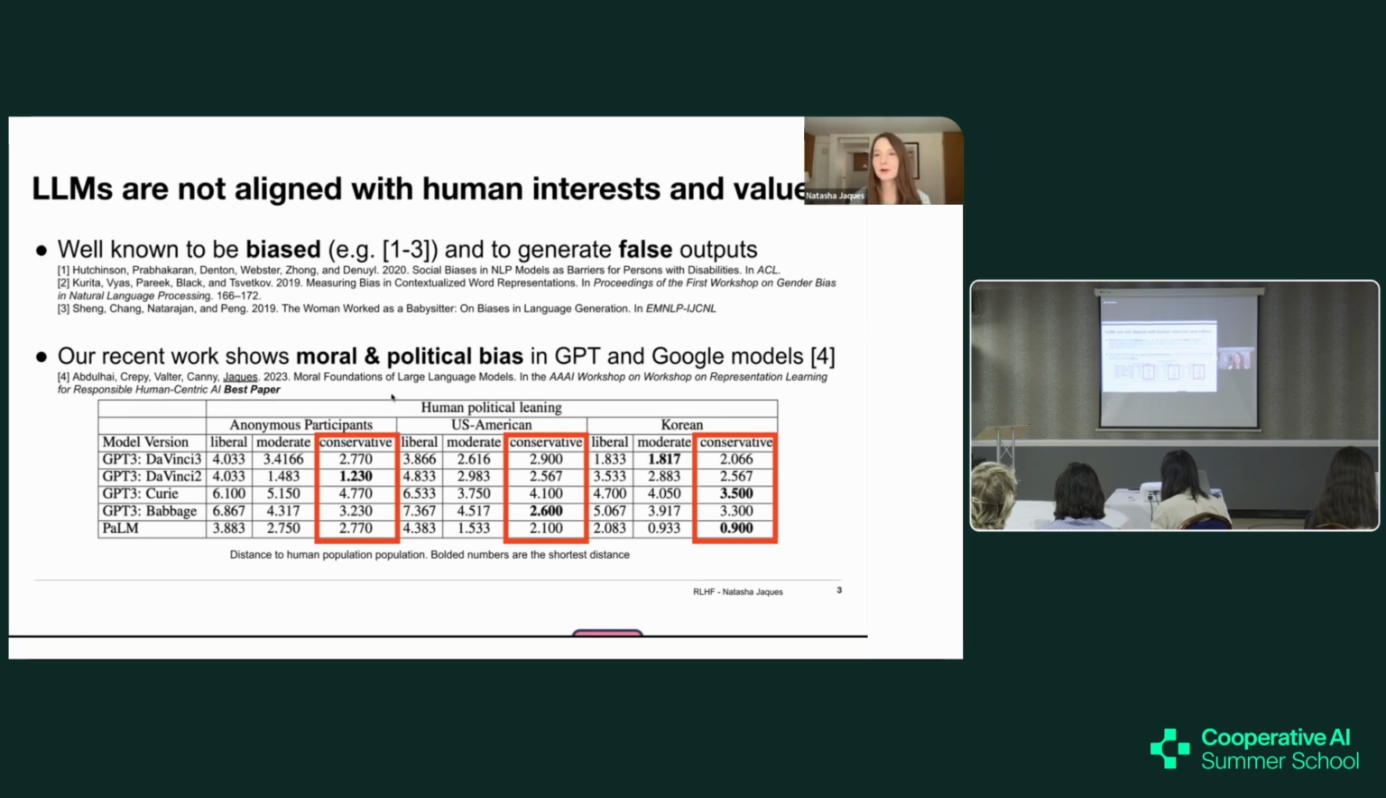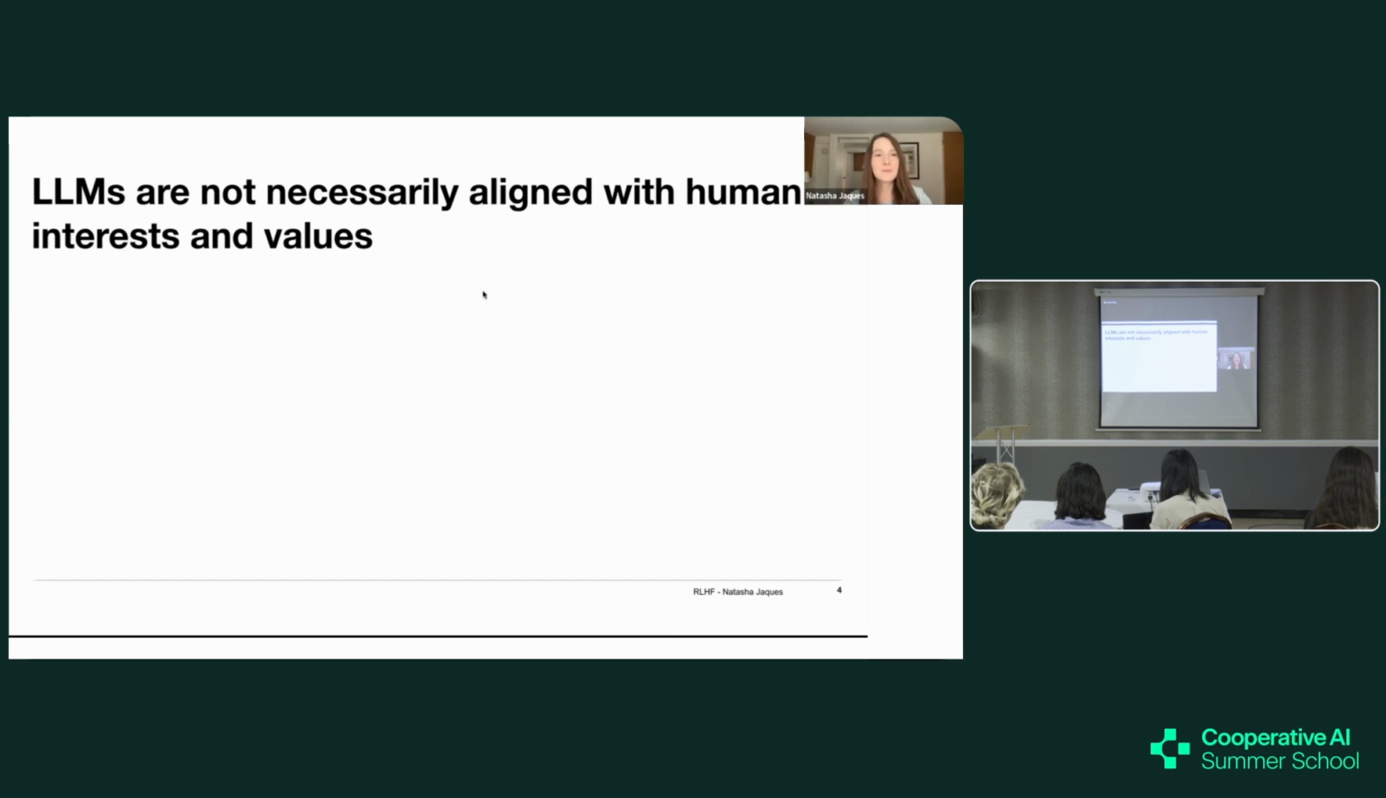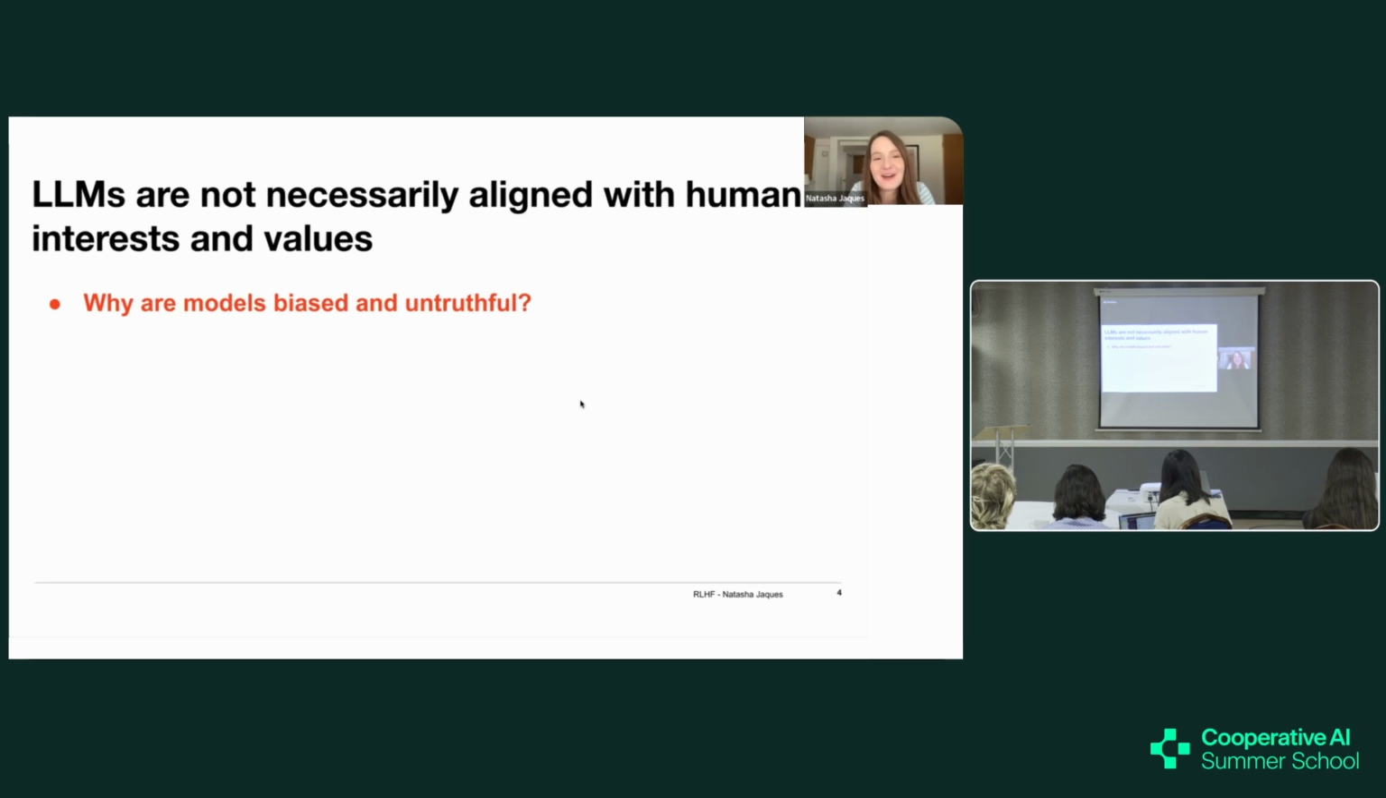Definitely worth some follow-up work, but what does it mean to deploy these models, and how do we make sure they're actually aligned with the values that we want them to be aligned with? Again, I want this to be pretty interactive. We're thinking about why language models are not aligned with our values. Why do you think they're biased and untruthful? What are some reasons that language models display bias or hallucinate? Does anyone want to mention why we know these models are biased and make up stuff?